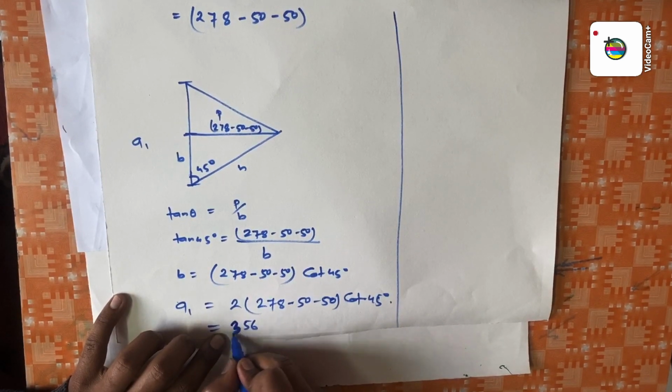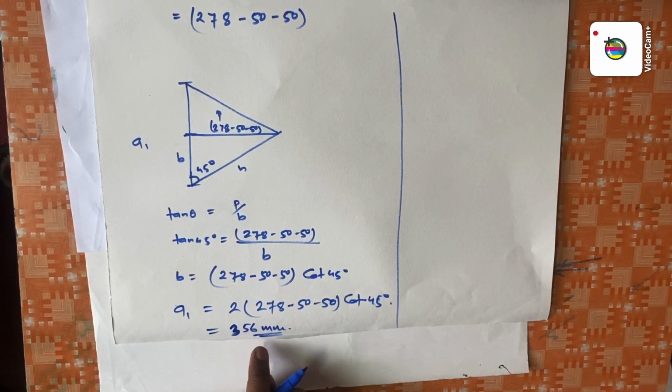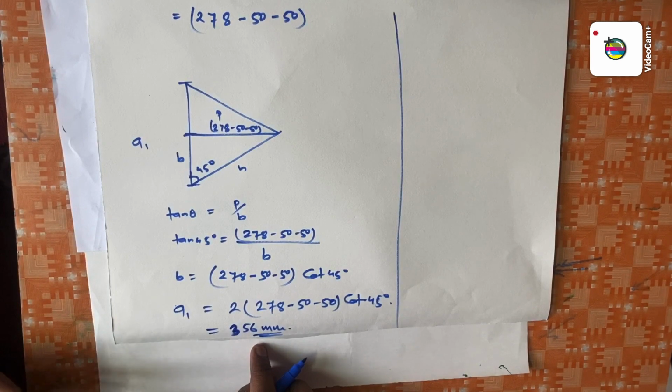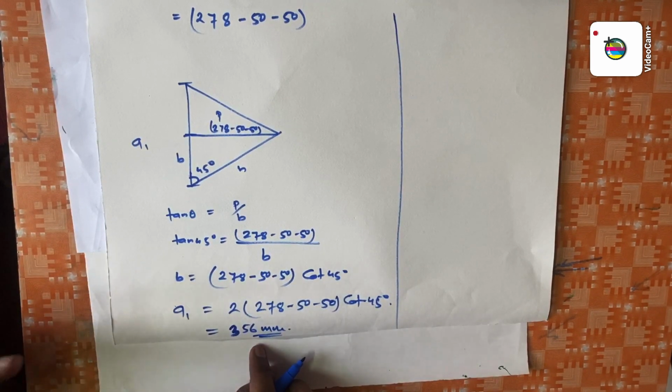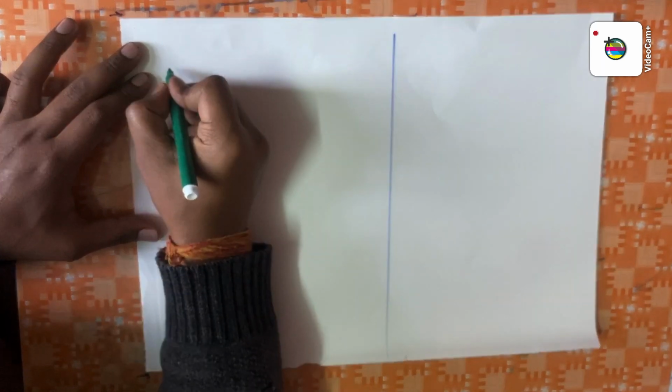That is 356 mm. Okay, so I'll get a value around 356 mm. Now we'll go for further conditions. There are two criteria which we must compulsorily calculate. So two criteria must be fulfilled.